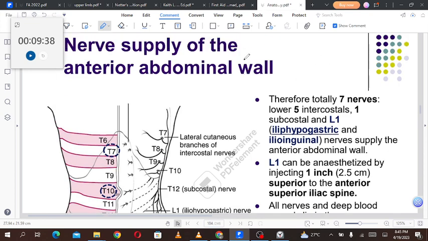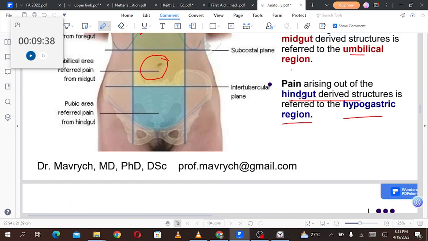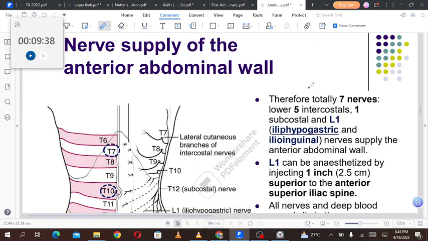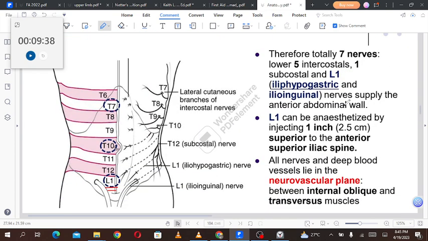Therefore, what is the nerve supply of the total abdominal wall? Totally 7 nerves: the lower 5 intercostals, 1 subcostal, and L1, the iliohypogastric and ilioinguinal nerves, supply the anterior abdominal wall. The total 7 nerves are supplying the anterior abdominal wall. The lower 5 intercostals, that is T6, 7, 8, 9, 10, 11. But T11 and T12 are also there.